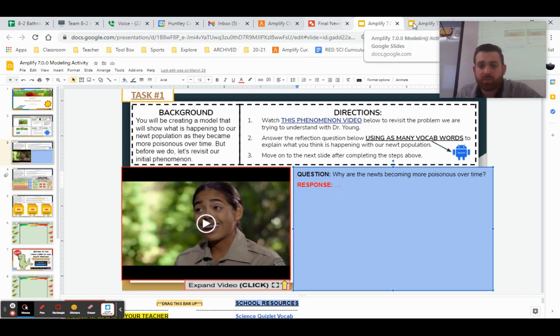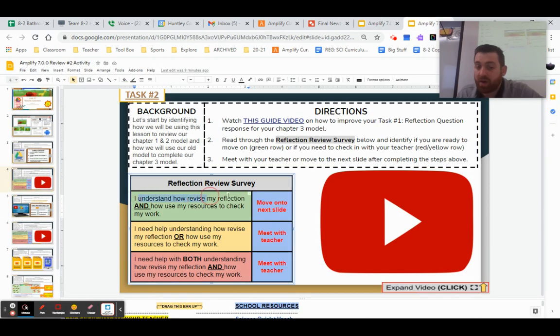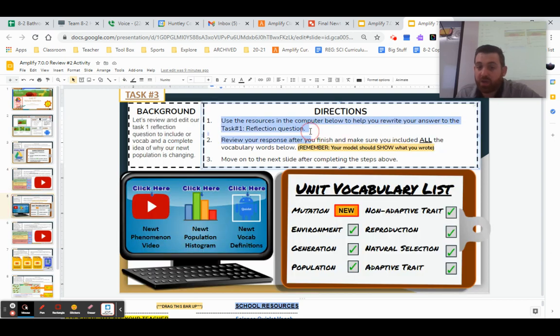So take a second, decide, where are we at? Do I know how to revise my reflection? Do I know how to use my resources? If so, great. Then it's time to hop into the next task and begin to rewrite your answer to the very first task, that reflection question. If no, come see me and we'll start together.